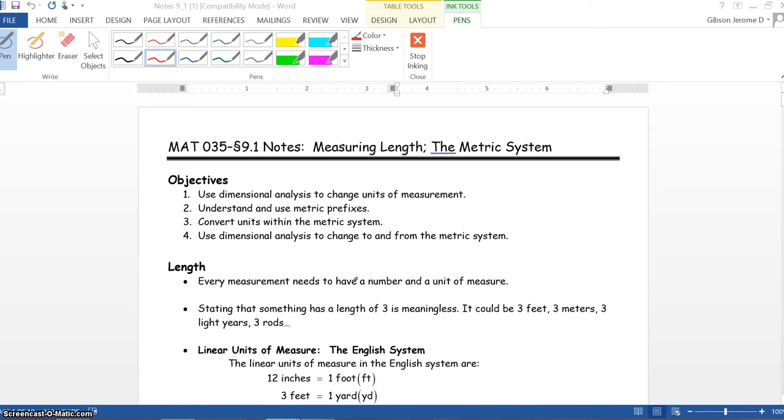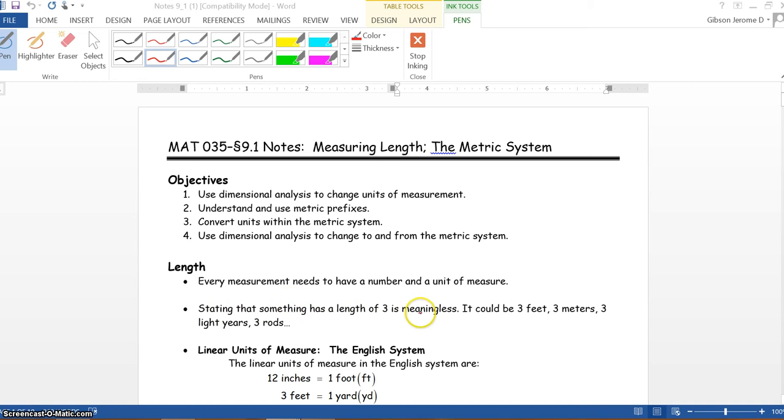Hello class, we're about to start section 9.1, measuring length, the metric system. Objectives. We will use dimensional analysis to change units of measurement, understand and use metric prefixes, convert units within the metric system, and use dimensional analysis to change to and from the metric system. Length. Every measurement needs to have a number and a unit of measure.